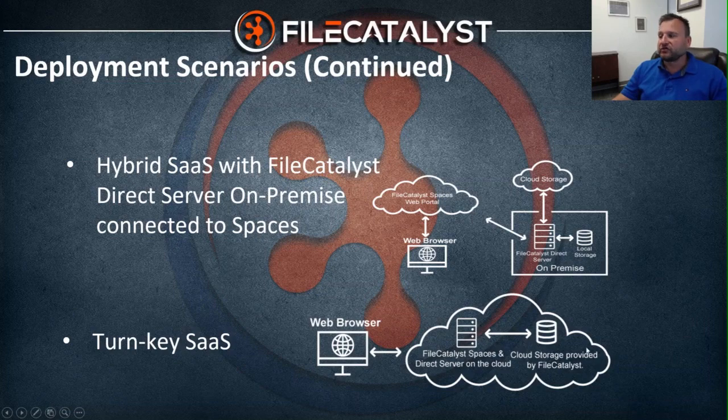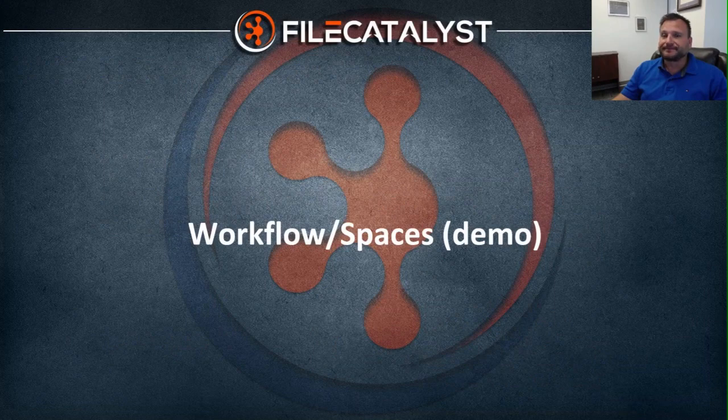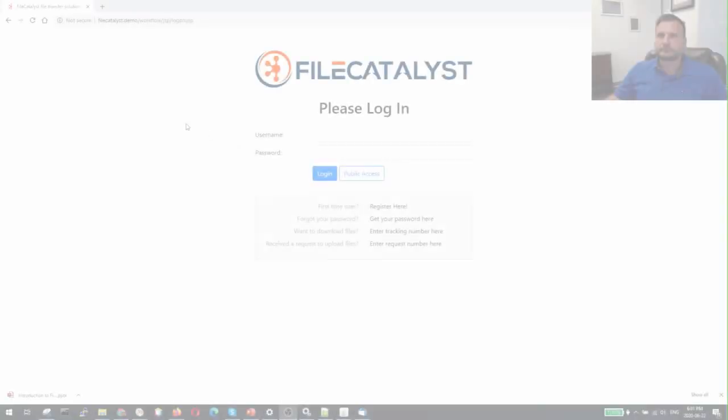And of course, we also have a full turnkey SaaS option where we run everything. We run your storage, your FileCatalyst Spaces server, your FileCatalyst Direct server, and everything is just in one place. So all these 4 deployment scenarios are available in Workflow and Spaces options. So let's go to the demo.